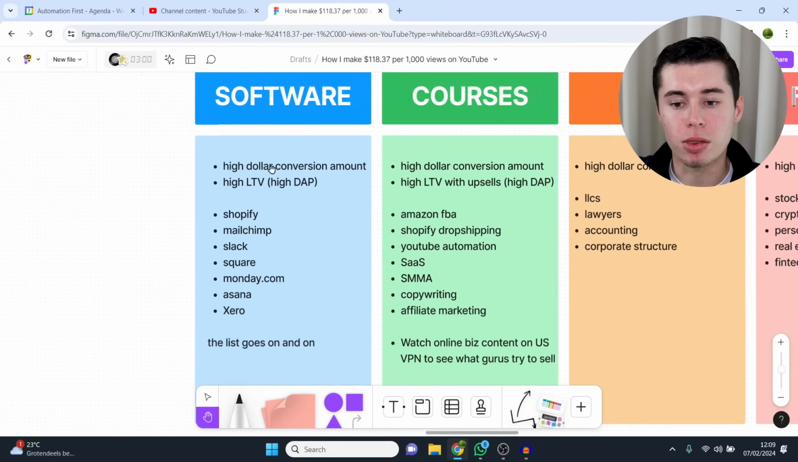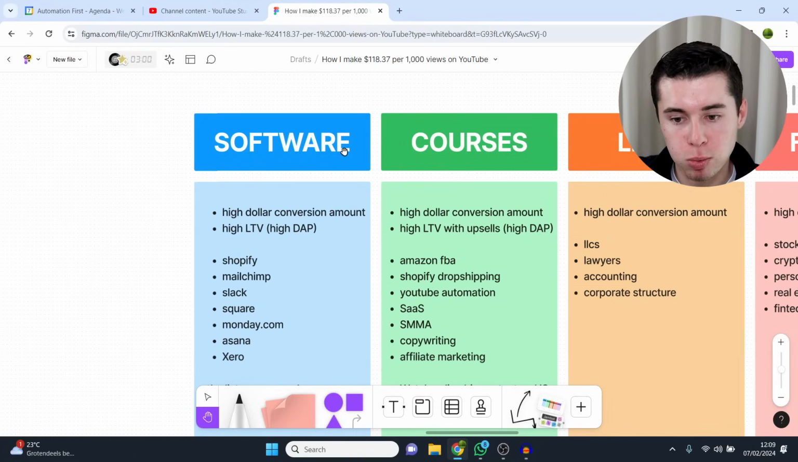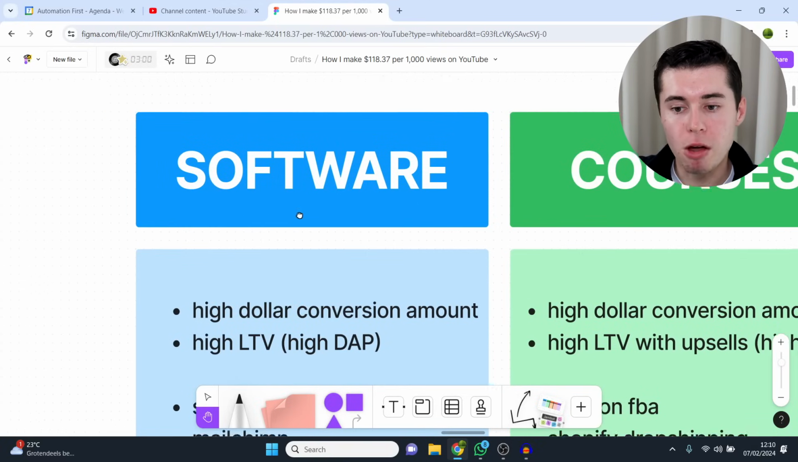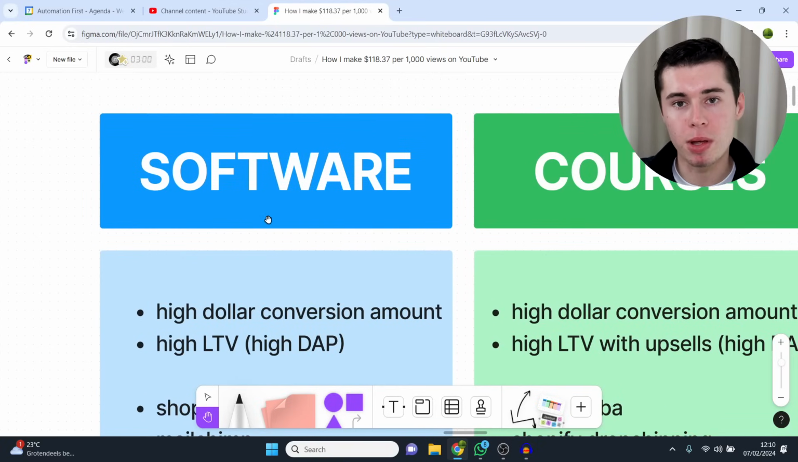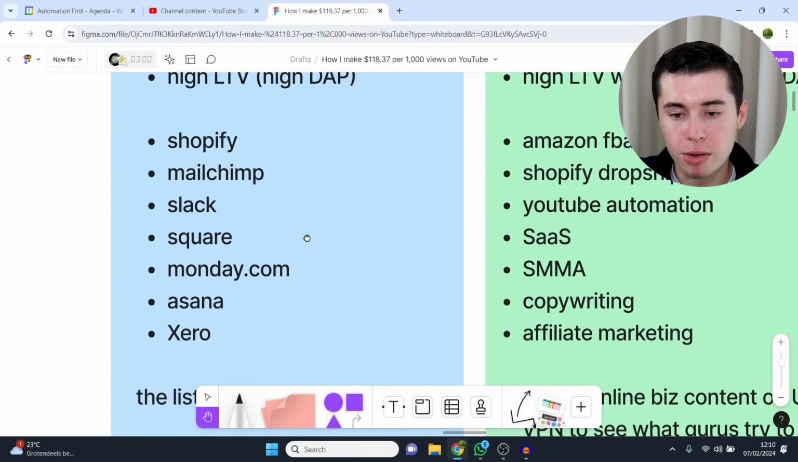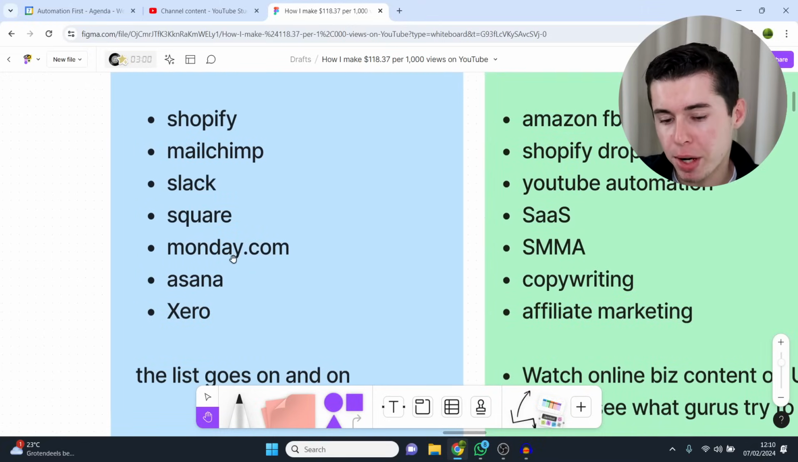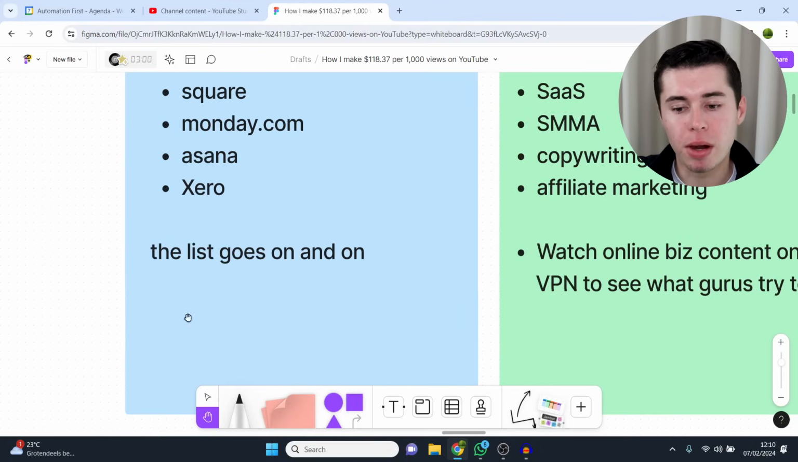First of all, the dollar conversion amount for software usually is pretty high. What is also good is that they have a high lifetime value, which leads to a high dollar amount profit for the company. Because software is often recurring, which means that once someone buys it, they will continue to use it and have to pay every single month to do so, which leads to a lot of money made by that company. Examples of this are Shopify, MailChimp, Slack, Square, Monday.com, Asana, Xero, and the list goes on and on.